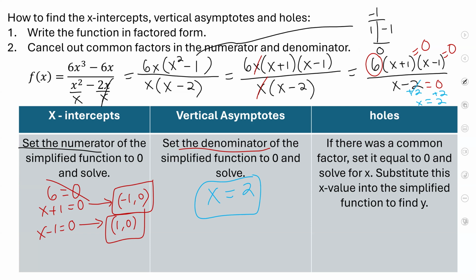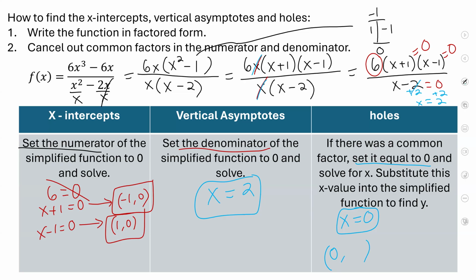Holes. Do we have a hole? Why do we have a hole? Exactly, because we canceled out the x's. So whatever we canceled out, we're going to set it equal to 0 and solve. So we canceled out x's. So set that x equal to 0. And that's it. That's your x value of the hole. So I know that my x value of the hole is 0.